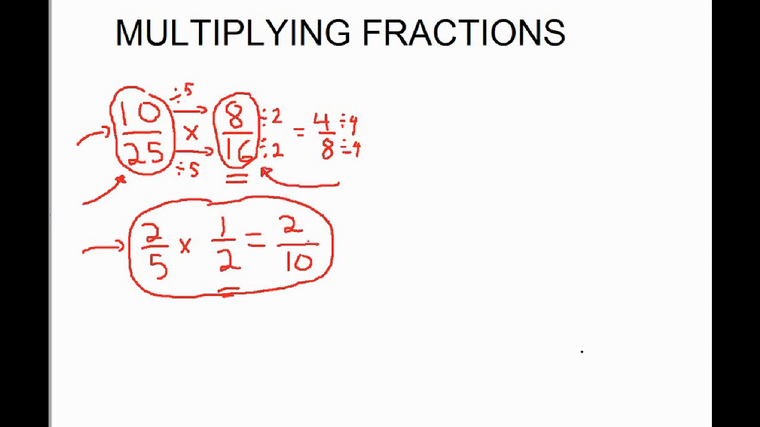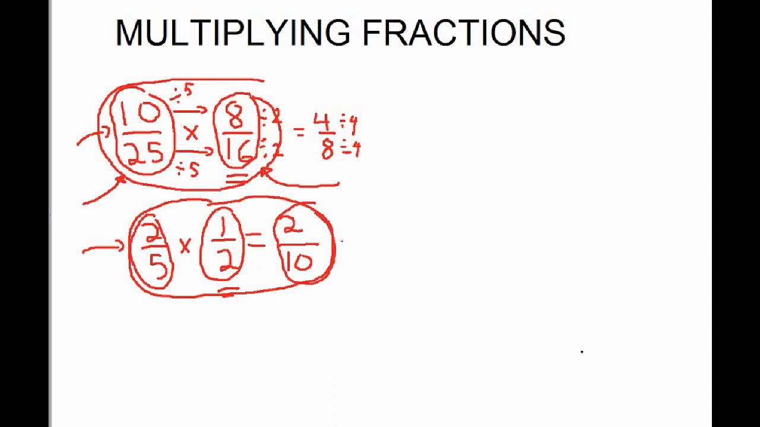So 10 over 25, we can divide both of those by 5. We get 2 over 5. 8 over 16, we can divide both of those by 8. We get 1 over 2. The answer to this question is 2 over 10. If you were to multiply those numbers and then reduce it to simplest form, this would be your final answer. But the nice thing is you don't have to do all that multiplying with big numbers and all that reducing, because we reduced the question first.